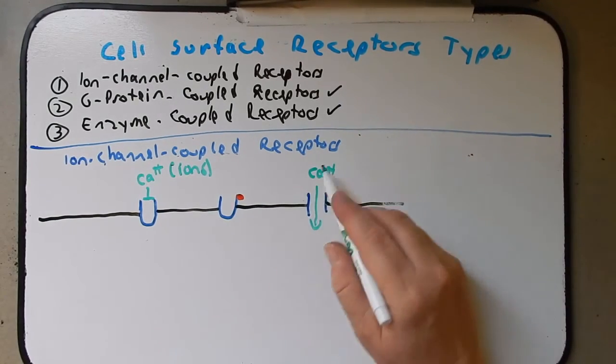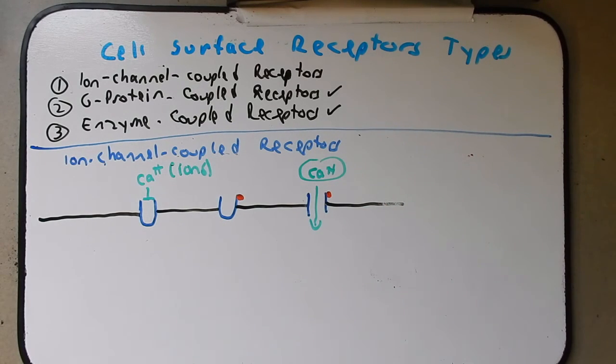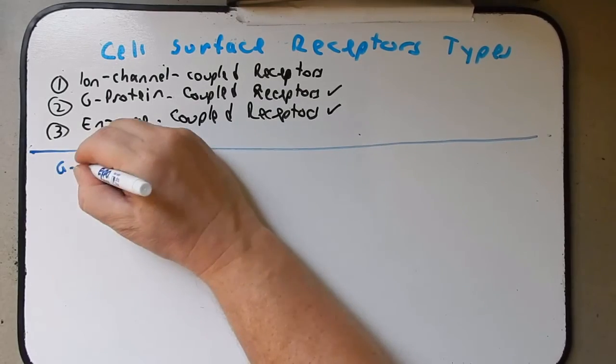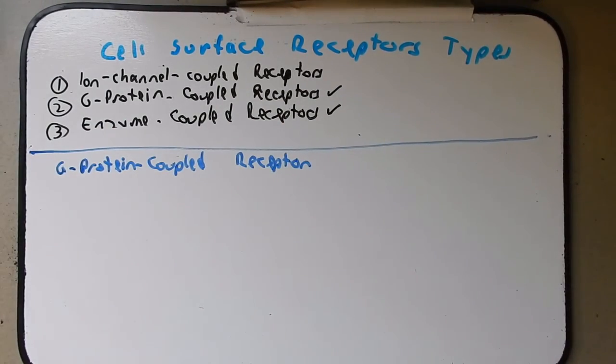Once in here, this ion, or calcium specifically here, can have several downstream effects. And we'll talk about some of those effects later. But this is how an ion channel coupled receptor would allow an ion to get into the cell in response to a specific signal. Next, let's talk about the G-protein coupled receptor, an infinitely important receptor complex.